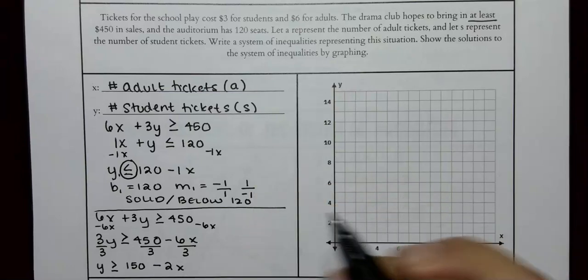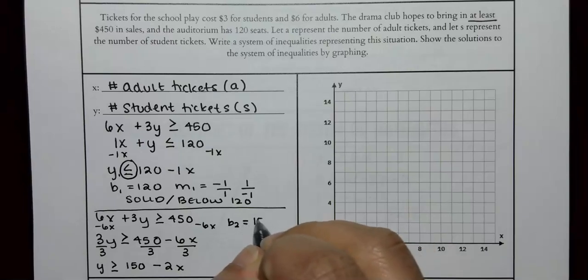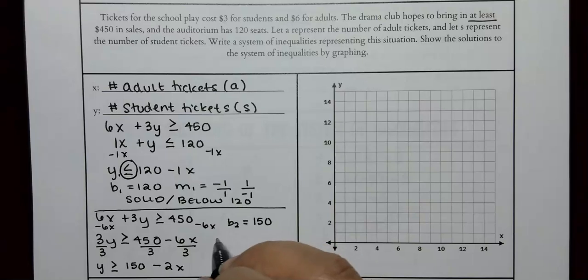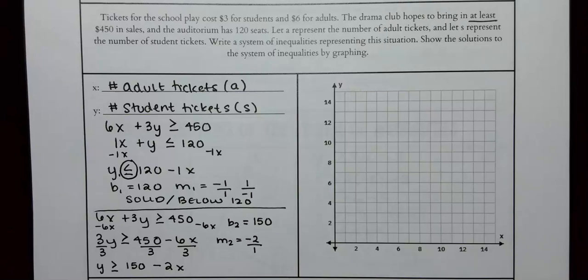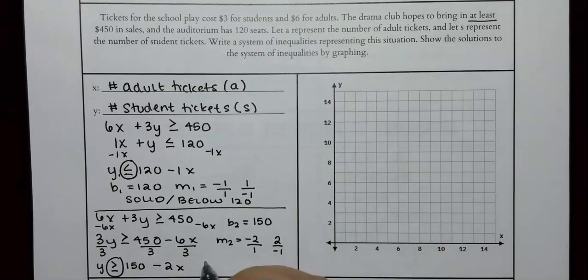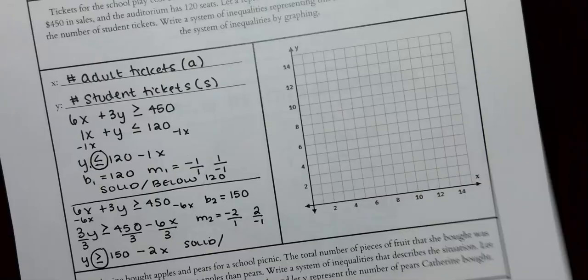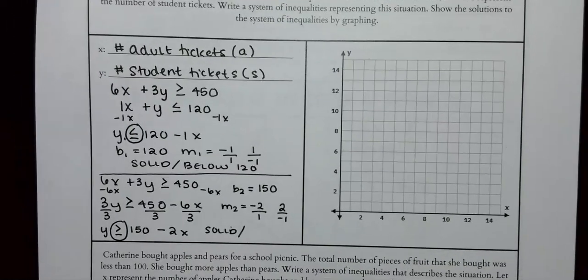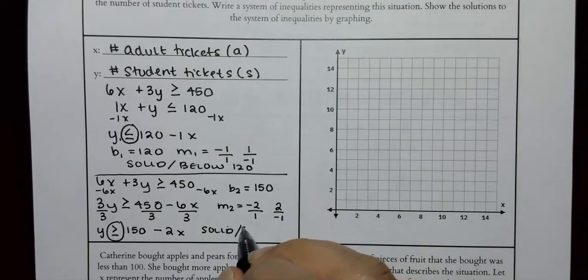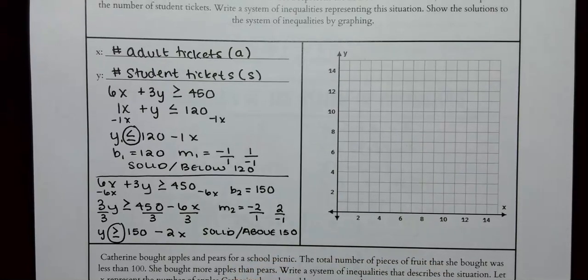So I'm going to write all my information on the side. We know this is the second line, so our y-intercept is 150. Our slope is negative 2 over 1 because it needs to be a fraction. So the opposite slope would be 2 over negative 1. And because of the symbol right here, we know it's solid. And it's greater than, so it's going to be greater than our y-intercept, which is 150. So we're going to put above 150.